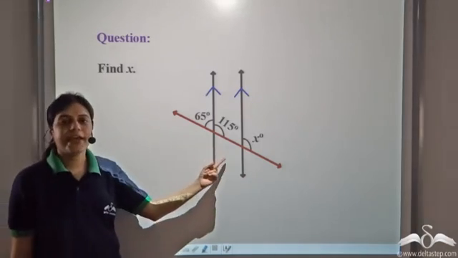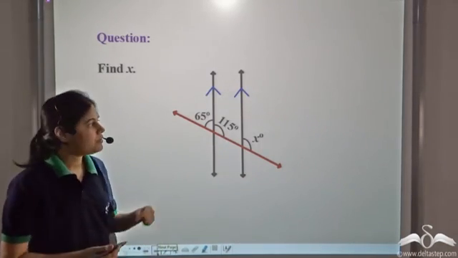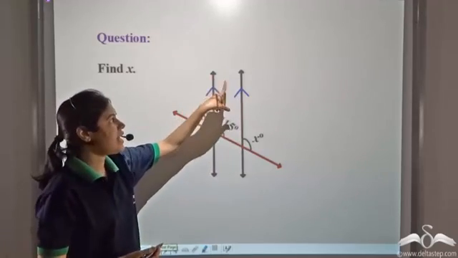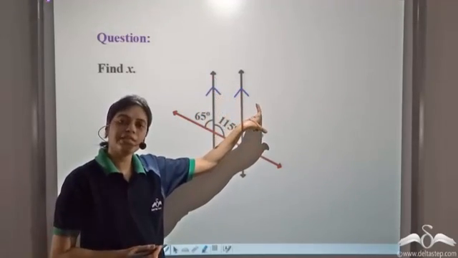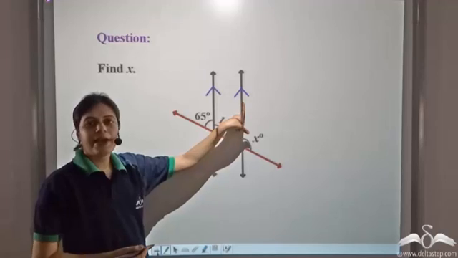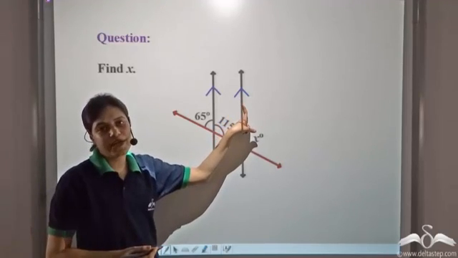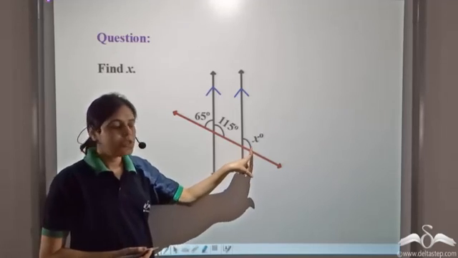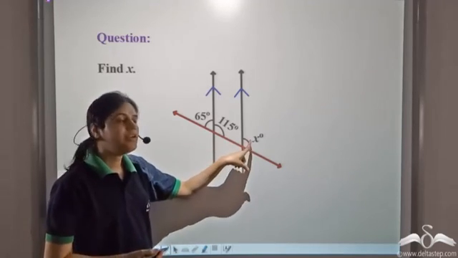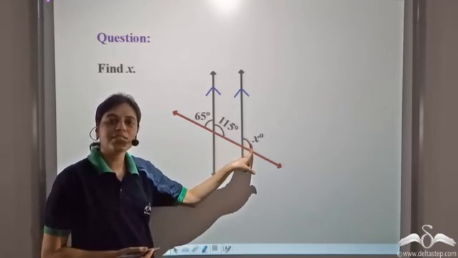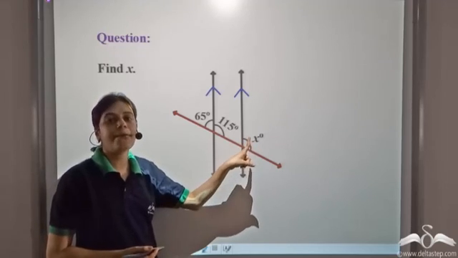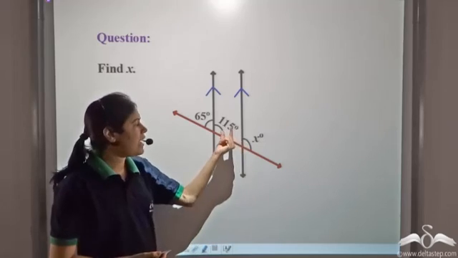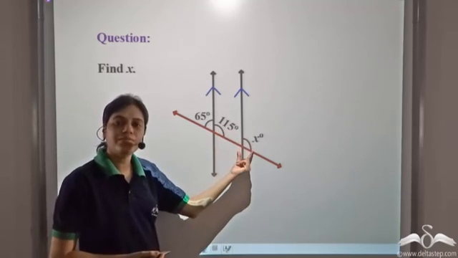So now can you find x in this diagram? Well, these 2 arrows indicate that this line and this line are parallel lines. In case of parallel lines, we know that corresponding angles are equal. We need to find x. So if we can find an angle corresponding to x, that is an angle which forms a pair of corresponding angles along with x, then I can say that those two angles are equal.